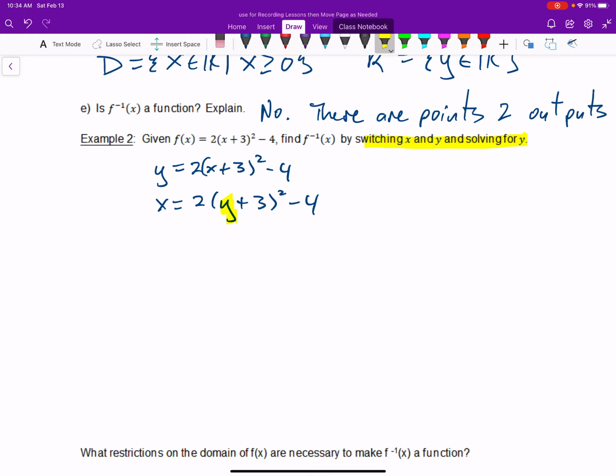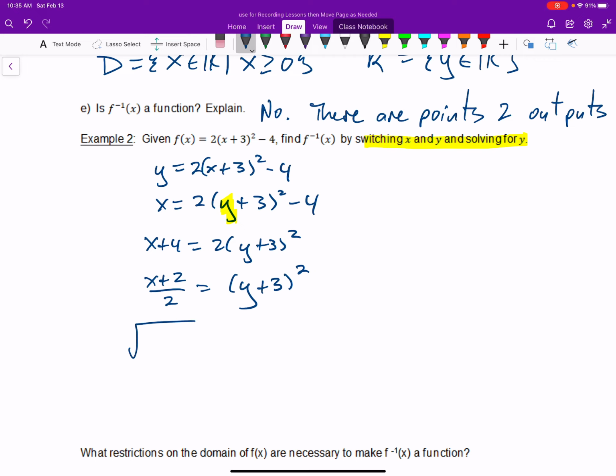So I have to do reverse operations in the reverse order of operations to do that. The first thing I'd do is work from the outside in. I'm going to add 4 to both sides. And then the next thing I would do is divide both sides by 2. And now we get to the squared. So the opposite of squaring is taking the square root. So I'll take the square root of both sides.